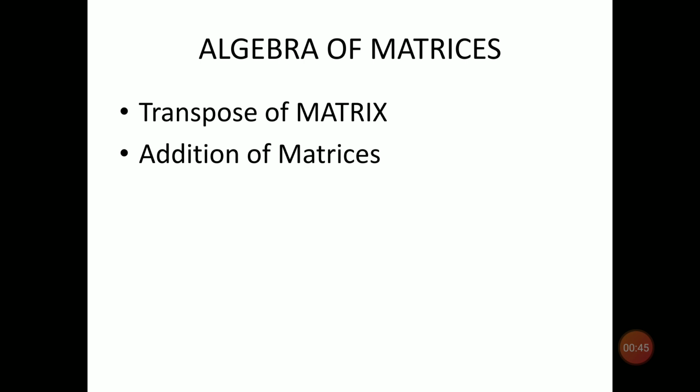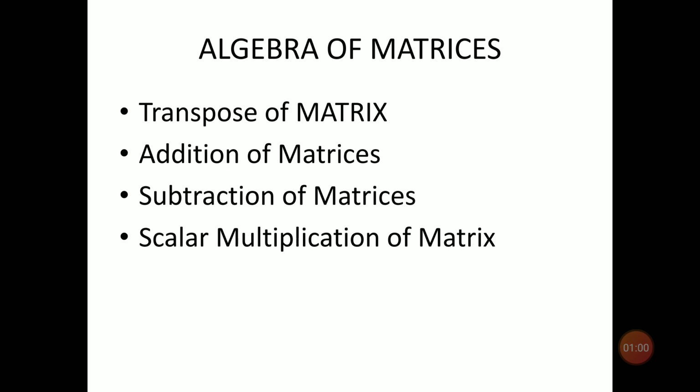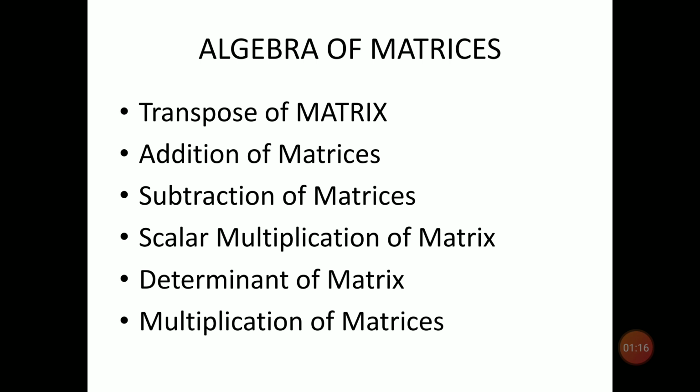Then the remaining operations are similar to the operations of numbers. You know addition of two numbers, you know subtraction of two numbers. In the same fashion we are going to define addition and subtraction of matrices. Then third one is scalar multiplication of a matrix. This may be new to you, but it's very simple, very straightforward, that we will see in this video. And then determinant of a matrix and multiplication of a matrix.